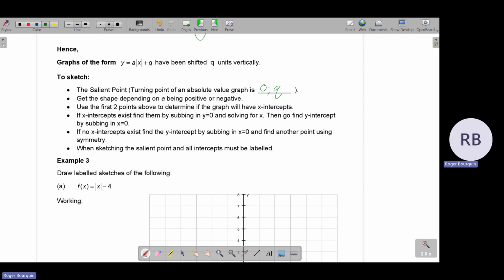So what your method's going to be, just give me a second, Tony. You have to get the shape depending on a being positive or negative. How do you do that? Positive, happy, negative, sad. Use the first 2 points to determine if the graph will have x-intercepts.